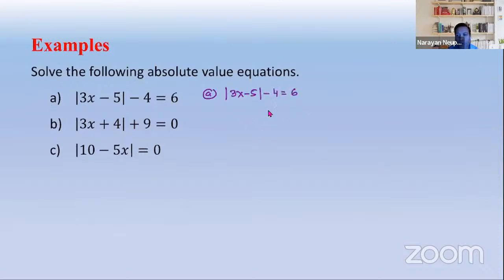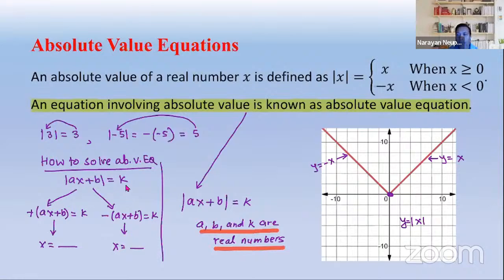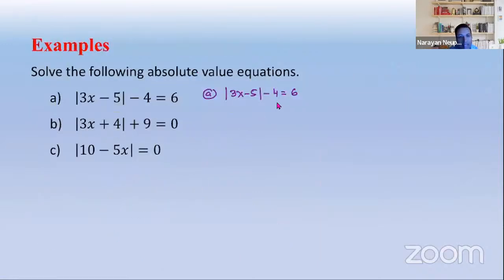As I told you before, first try to write this in standard form. When I say standard form, you write it like this: |ax + b|, the absolute value on one side, equal to k on the other side. Move all constants to the other side. In this case, you can see here is a negative 4. If you move this negative 4 to the other side, it will be positive 4. So you'll get |3x - 5| = 6 + 4, that is 10.